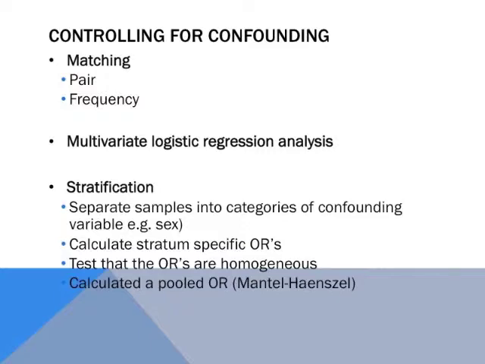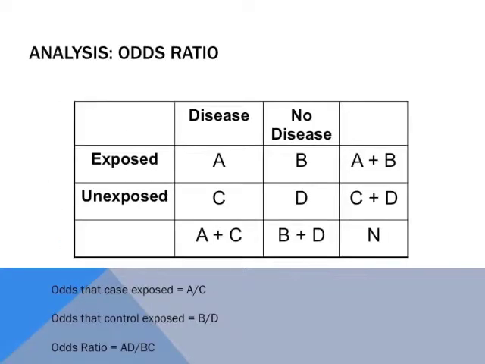In a stratified analysis, samples are separated into categories or strata of confounding variables such as sex. Stratum-specific odds ratios are then calculated. A statistical test is performed to evaluate if the odds ratios are homogeneous, and if they are similar, a pooled odds ratio, known as a Mantel-Haenszel odds ratio, is calculated. The odds ratio is the most commonly used measure of effect in case-control studies. The calculation of odds ratios has been reviewed previously in Module 6.